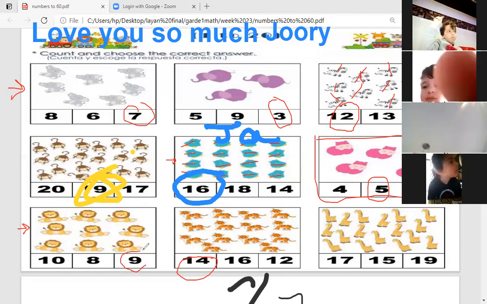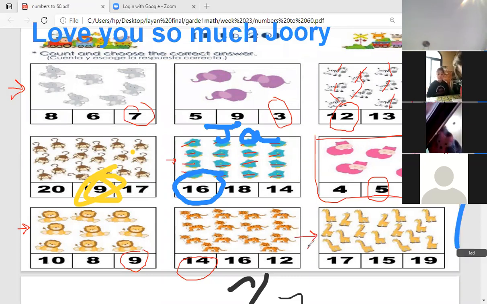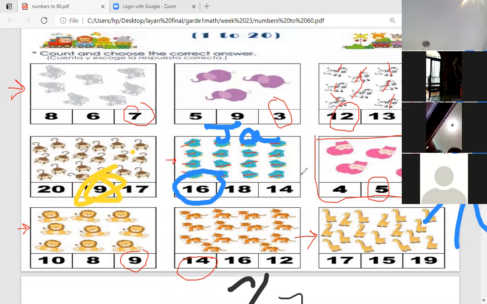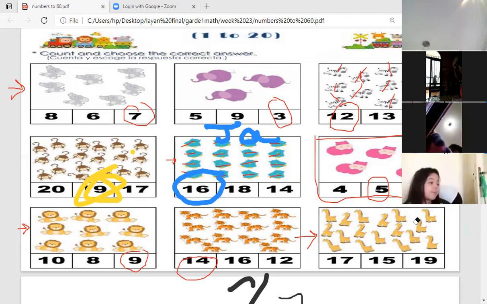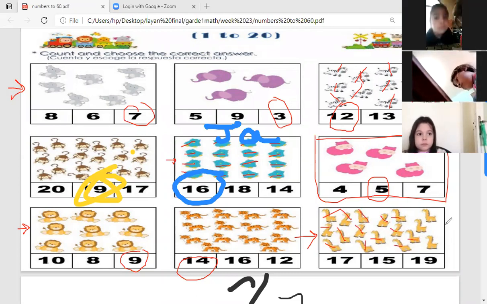Excellent. Adam, can you solve the last one? How many horses do we have, Adam? Count the horses. How many horses do I have here? 17. Bravo. Circle the answer. Let us make sure. 1, 2, 3, 4, 5, 6, 7, 8, 9, 10, 11, 12, 13, 14, 15, 16, 17. Excellent. Circle 17, on the screen.